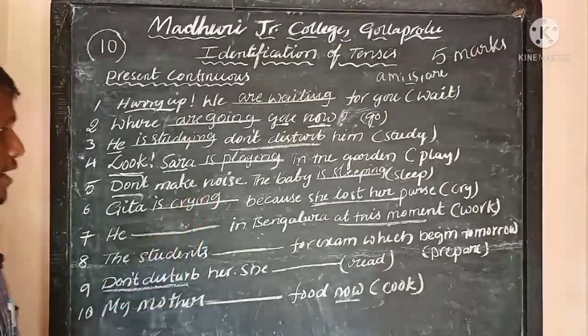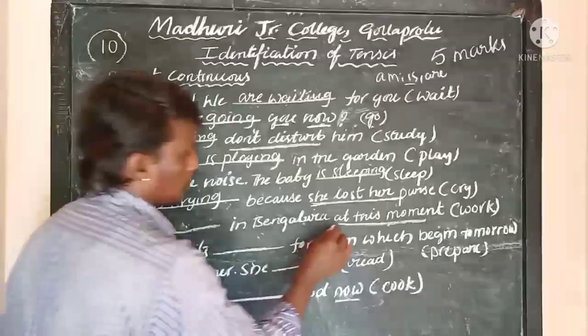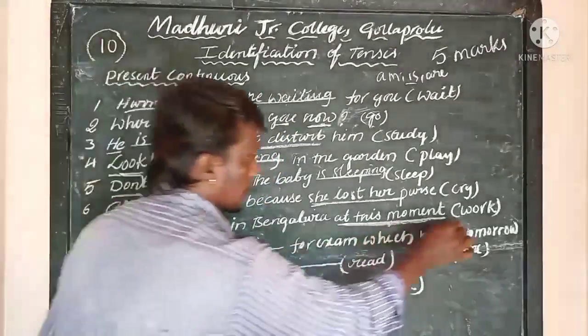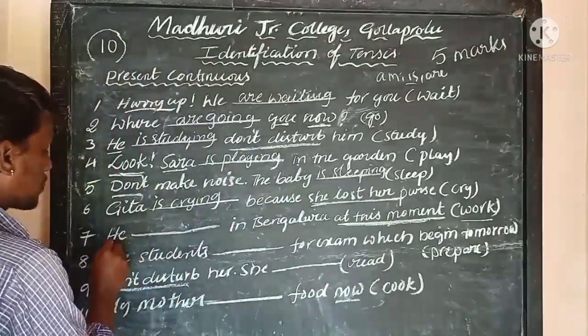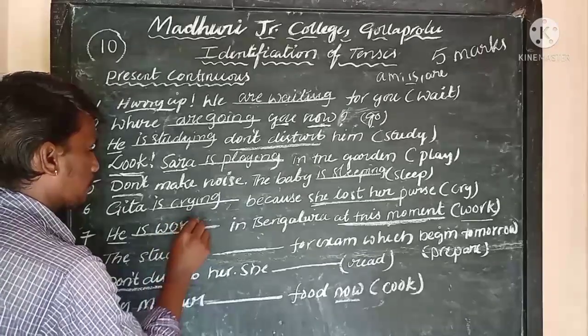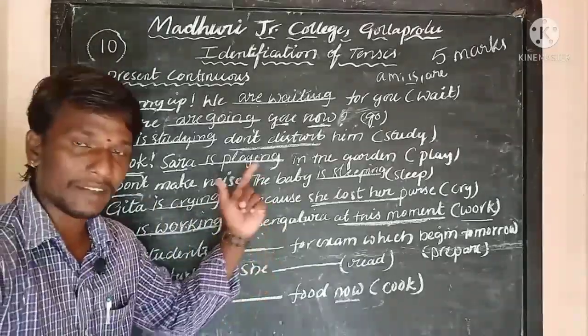Or, as she lost her purse, she is crying. Now coming to another one, he dash in Bangalore at this moment. At this moment indicates the present continuous tense. What's the verb here? Work is given. What is the subject? He. He is work plus ing form, working. He is working in Bangalore at this moment.